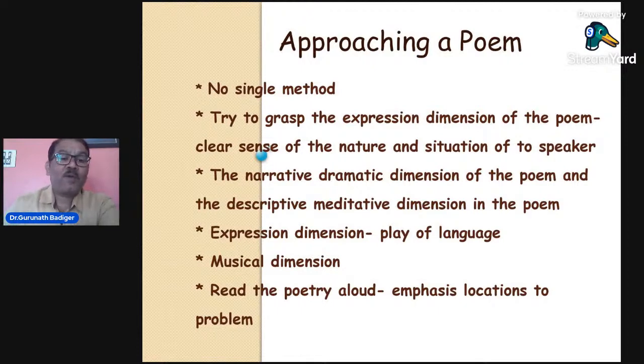So, for approaching a poem, there is no single method. Try to grasp the expression, dimension of the poem, a clear sense of the nature and situation of the speaker, the narrative, dramatic dimension of the poem, and the descriptive, meditative dimension of the poem. So, play of language, musical dimension. Read the poetry aloud, with emphasis.